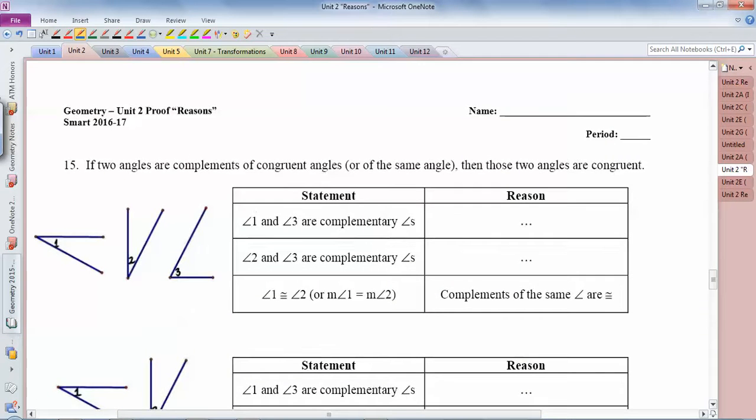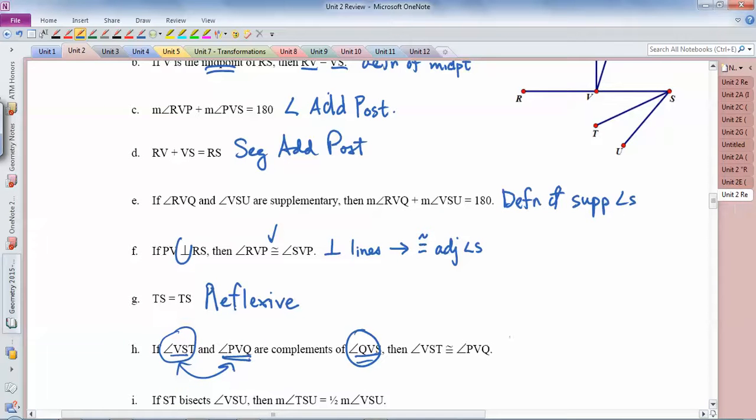If 1 and 3 are complements and 2 and 3 are complements, 1 and 2 are the same thing, the same size. Complements of the same angle are congruent.